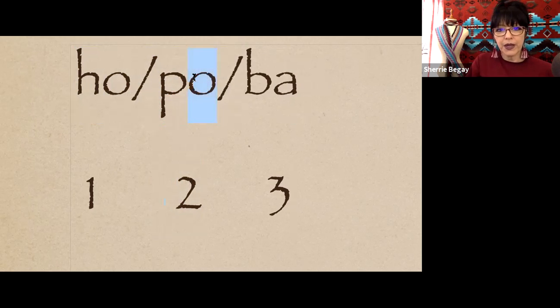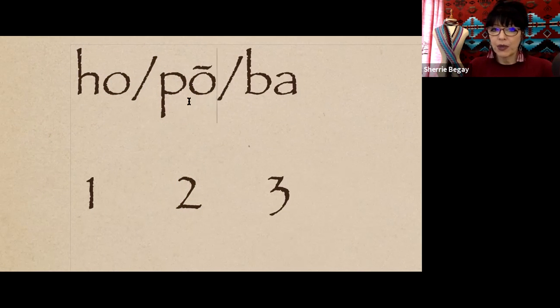There's another way to write the O, which would be like this, hopoba. So it's lengthened. And this means to be hungry. So when you pronounce it, hopoba, he's hungry, she's hungry. So now we know that this one has to be lengthened when you pronounce it. So it's not hopoba, it's hopoba.